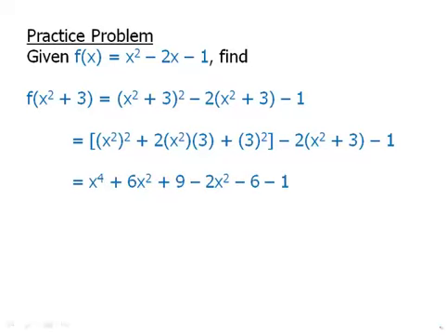Then we simplify all that. We get x to the fourth plus 6x squared plus 9. That results from squaring the first term. Then we distribute the negative 2. We get negative 2x squared minus 6 and then a minus 1. Collect all the like terms and we get x to the fourth plus 4x squared plus 2. And that is the resultant expression from plugging in the expression x squared plus 3 into this function.